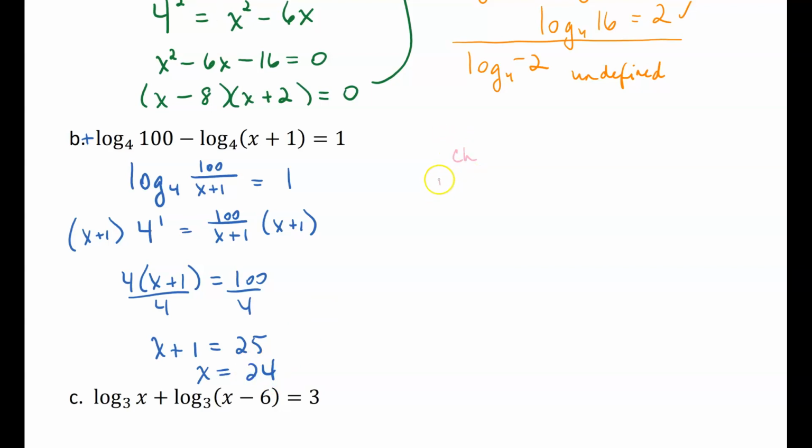All right, and we will go ahead and do a quick check to make sure that it does indeed work out. So log base 4 of 100 minus log base 4 of 24 plus 1, which is 25, equals 1. All right, apply our rules for condensing. This becomes 100 over 25. Log base 4 of 4. And does that indeed equal 1? Yes, so that checks out, and there is our solution.